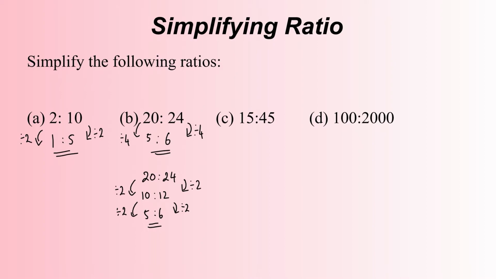So for question C, probably the number you might think of first is 5 because they're both in the 5 times table. They actually can be divided by 15 because they're both multiples of 15. So again, we'll go for the highest one. Divide by 15, divide by 15. How many 15s go into 15? 1. How many 15s go into 45? 3. So we get 1 to 3.